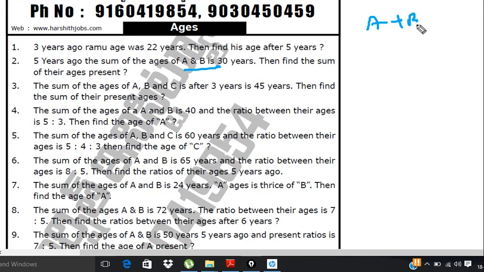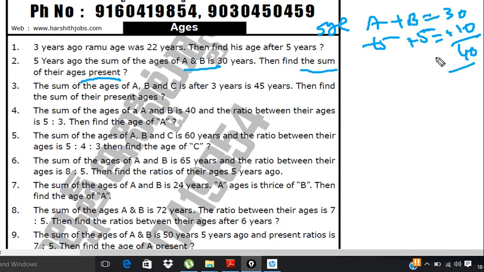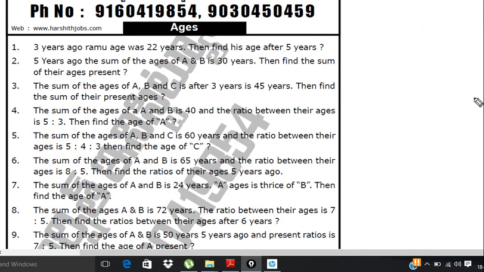Okay. 5 years ago, the sum of the ages of A and B is 30 years. This is A plus B is 30 years, 5 years ago. Then find the sum of their present ages. Means every person increased 5 years. Means what is the value increased? 10 years. Their present ages is 40 years.